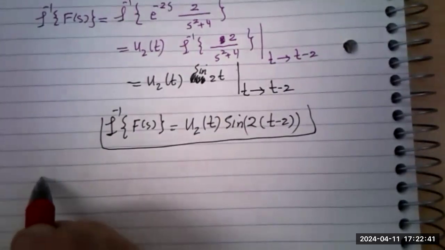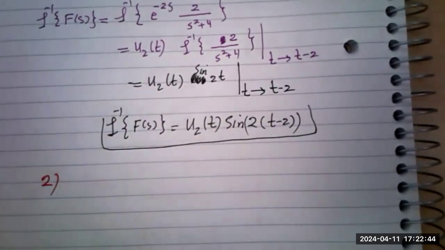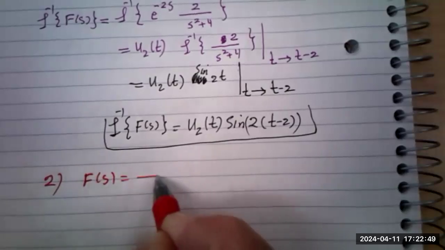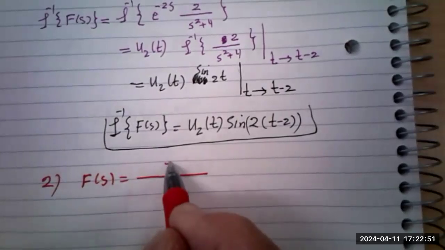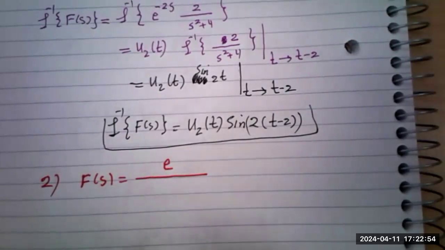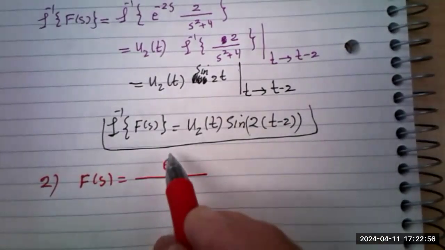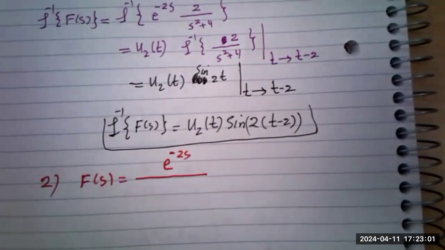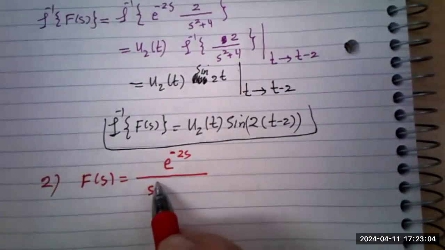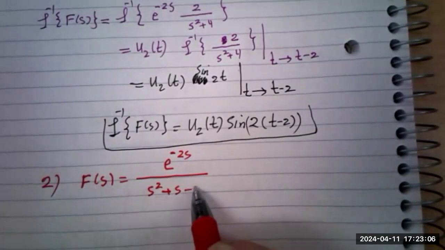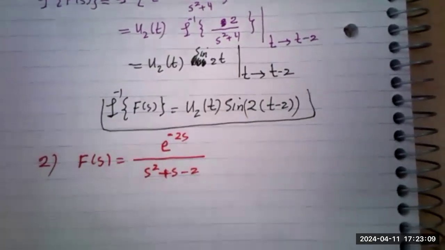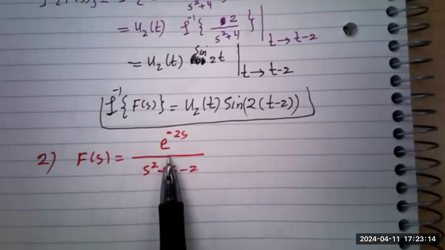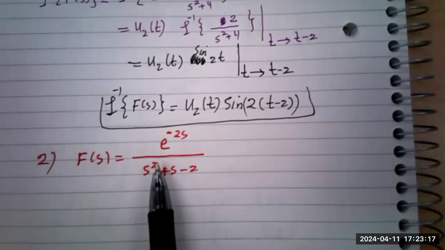Just give you one more, and then we go to the differential equation because we're going to do it over there too. So the other famous or popular one is this one. Suppose you have e to the negative 2s again, over s squared plus s minus 2. Let's find the Laplace inverse of this function. Again, you see that factor? That will tell you that you have to use the unit step function.